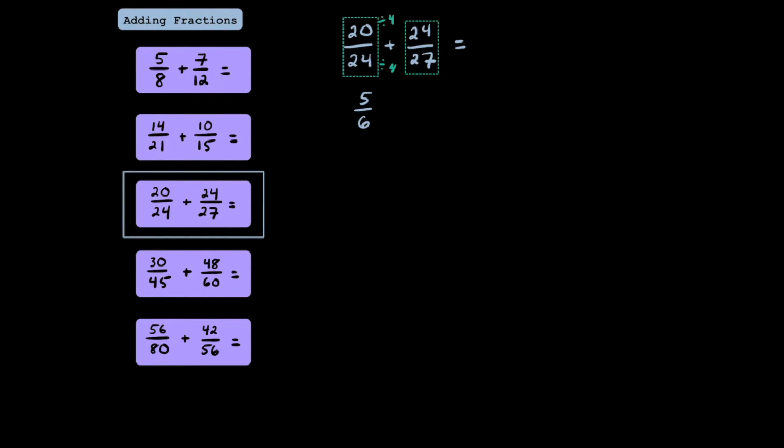Looking at 24/27ths, I notice we can divide both of these numbers by 3, which is their GCF, and that's going to result in having 8 over 9. Notice how these denominators don't match. Let's use the ladder method to find out what their LCM or LCD is.